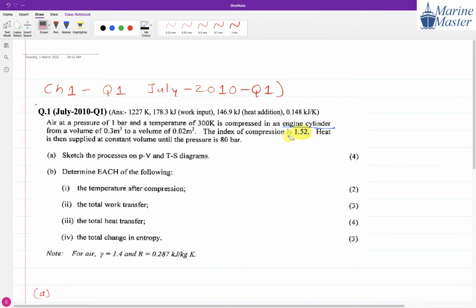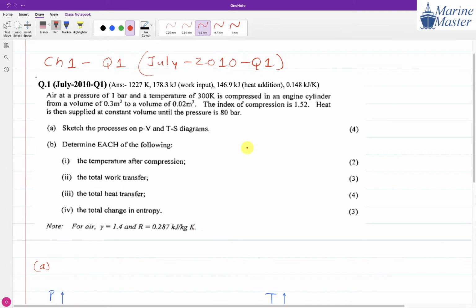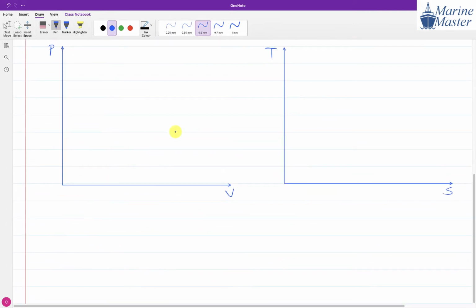So now, before going further, try to see the scenario here, what we have to do and how we are going to approach it further. What is process 1 to 2 we have? After the PV and TS diagram, always leave 1 or 2 lines and try to draw things neat and clean.